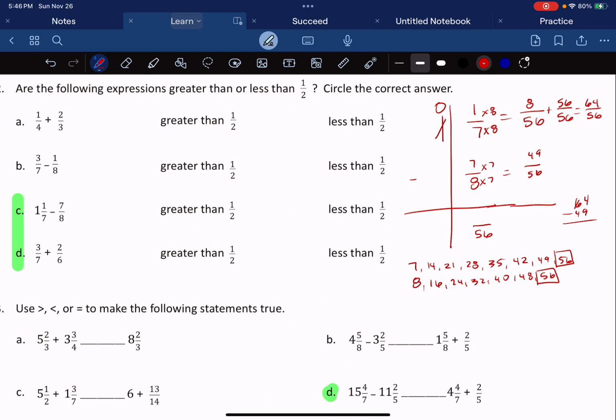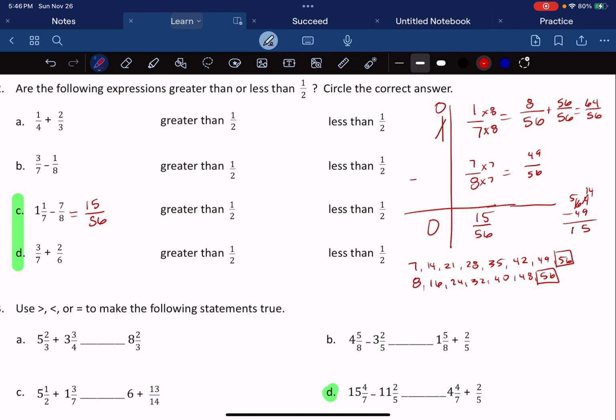So 4 minus 9 we can't do. 14 minus 9, 5, and 5 minus 4, 1. And we don't have any whole numbers. So I get 15 out of 56. But we want to know if it's greater than or less than a half, sorry.